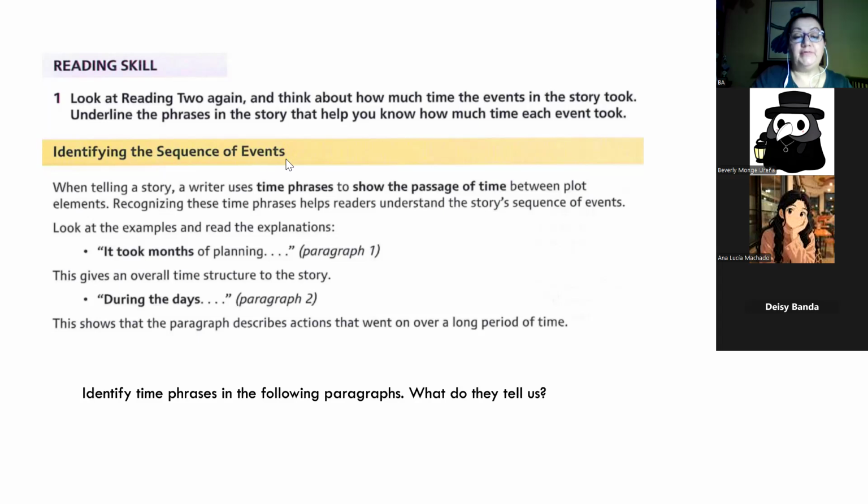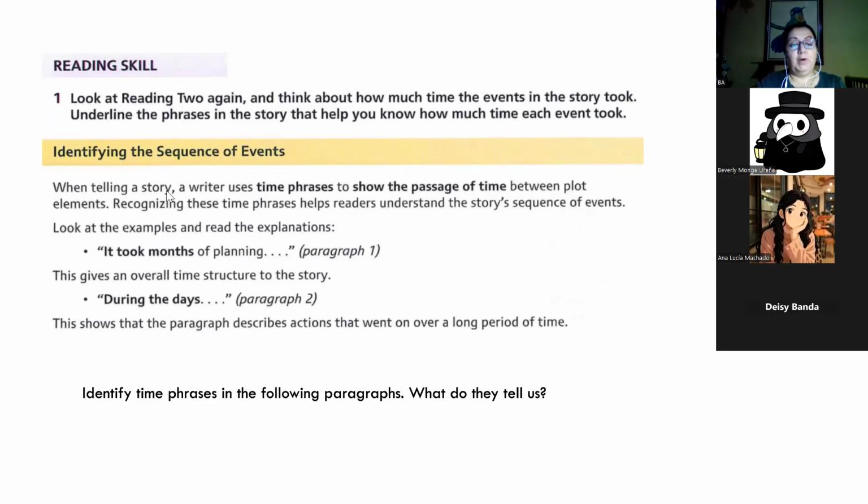Okay, the next skill is identifying the sequence of events. Look at reading 2 again and think about how much time the events in the story took. Underline the phrases in the story that help you know how much time each event took. Okay? Entonces vamos a hacer la estrategia nada más. Ustedes después van a hacer la práctica individualmente.